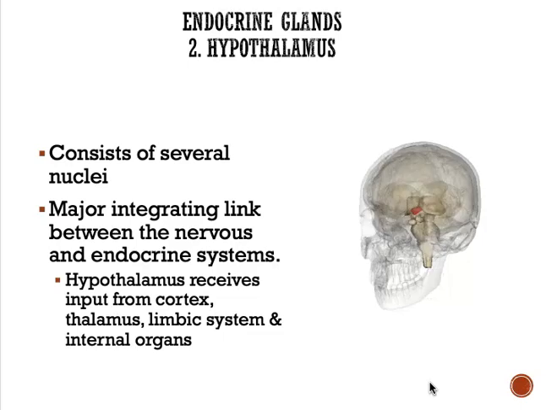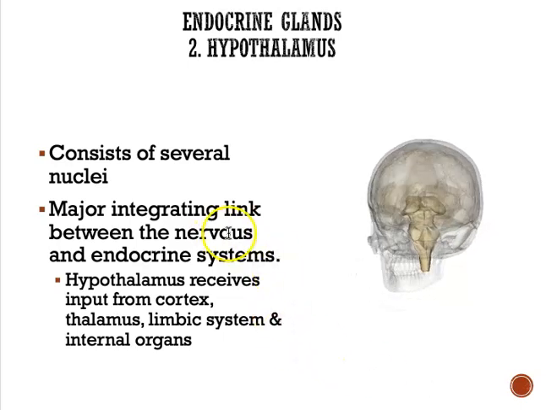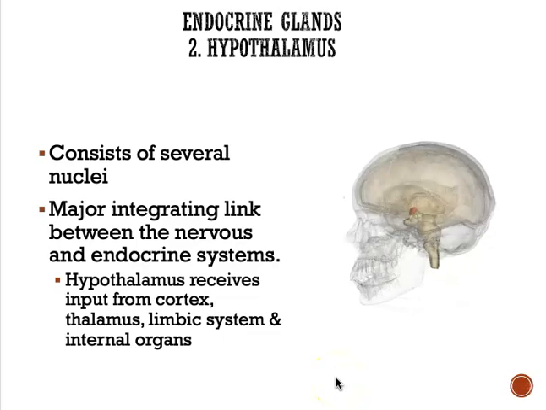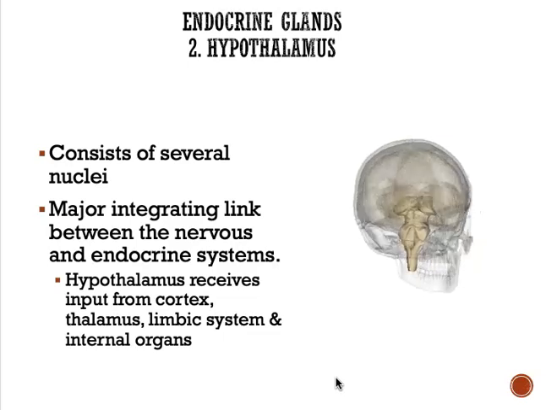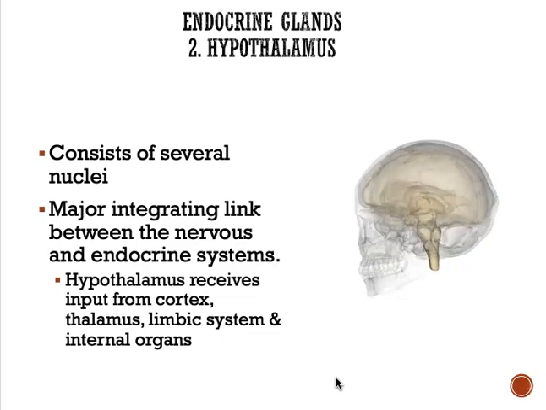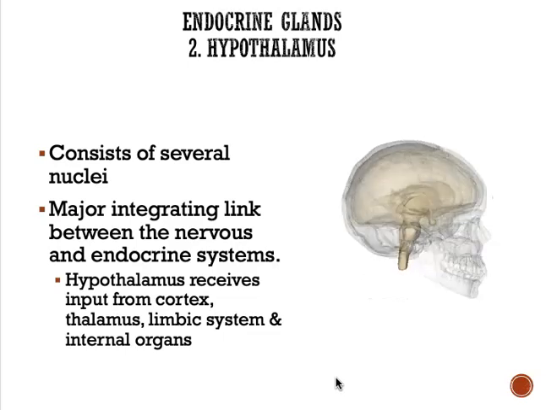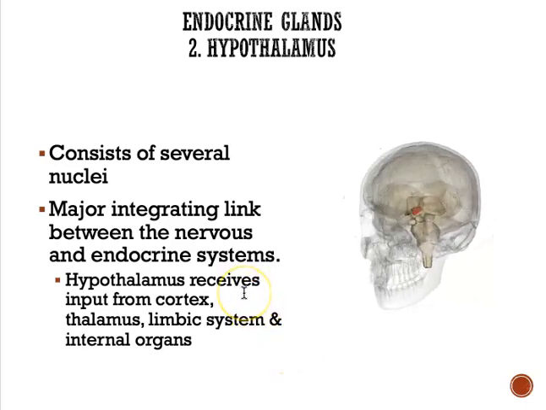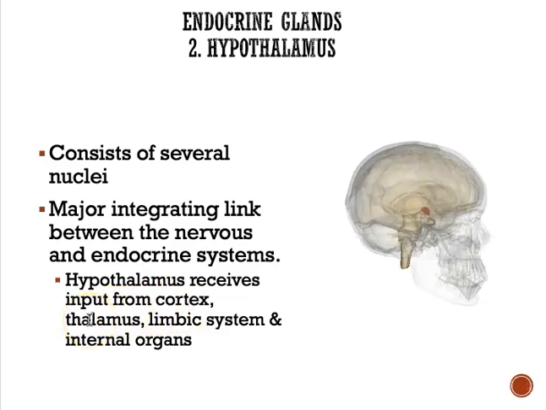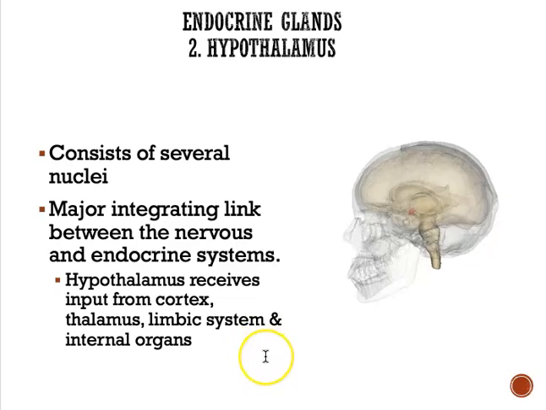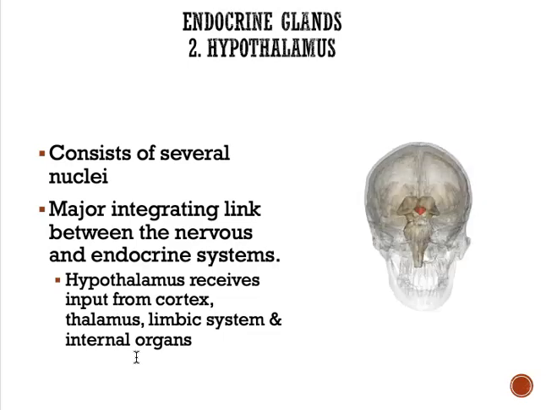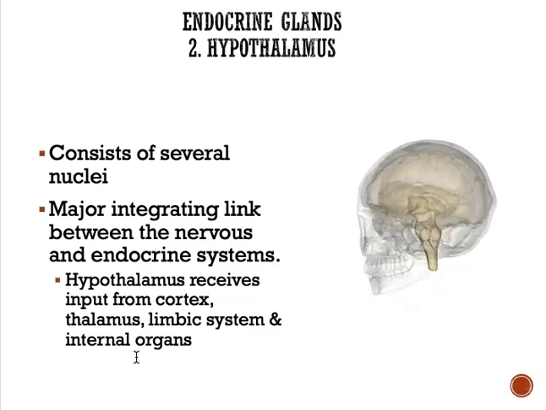Based on its location in the brain, it is a major link between the nervous and endocrine systems, so you get a lot of input from the nervous system, and then the hypothalamus will release hormones and stimulate the anterior pituitary, which then sets off a cascade of various different events in the endocrine system. So it receives input from the cortex, the thinking part of your brain, the thalamus, which is a major integrating center, the limbic system, the part of your brain that's responsible for emotions, as well as internal organs. So if you remember, hypothalamus is one of your thirst sensors. It also helps set your body temperature.